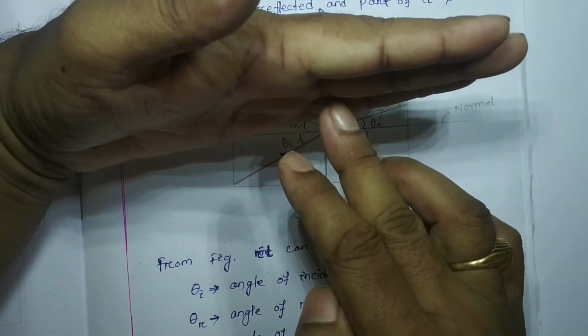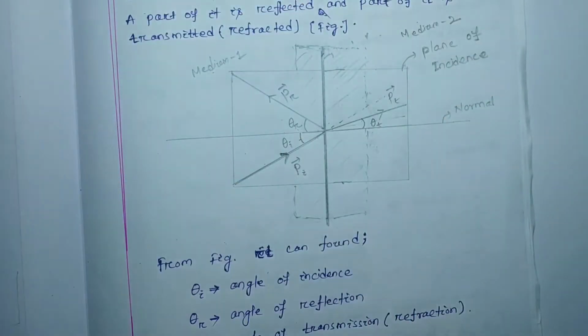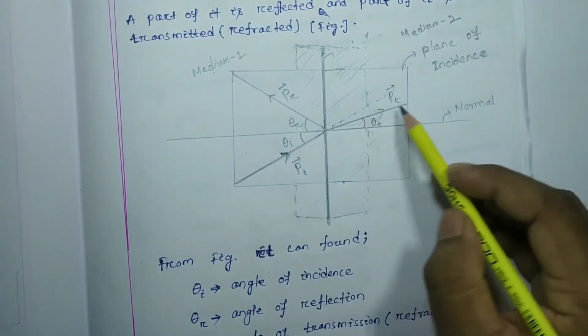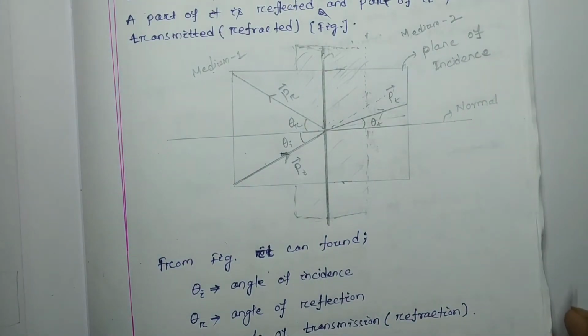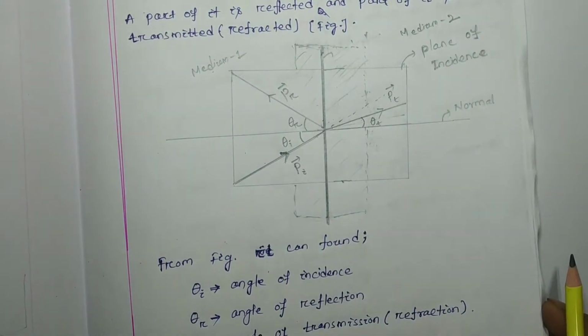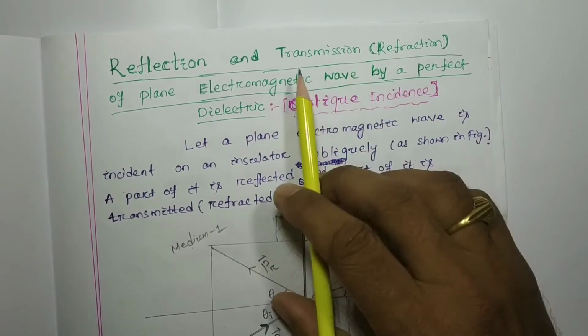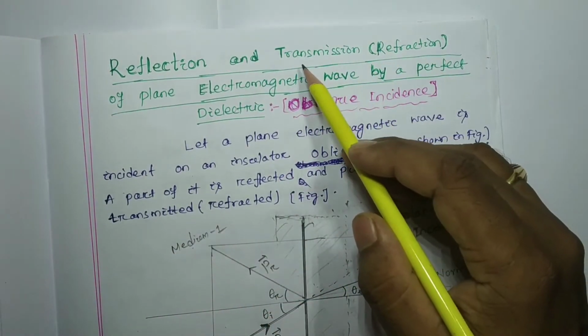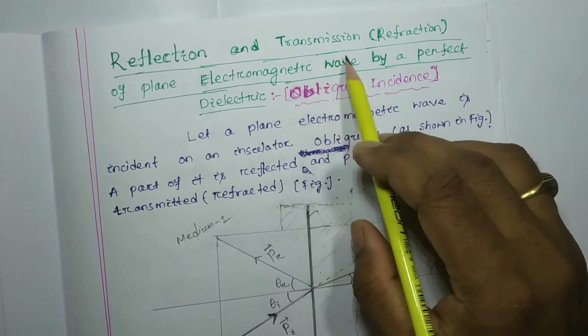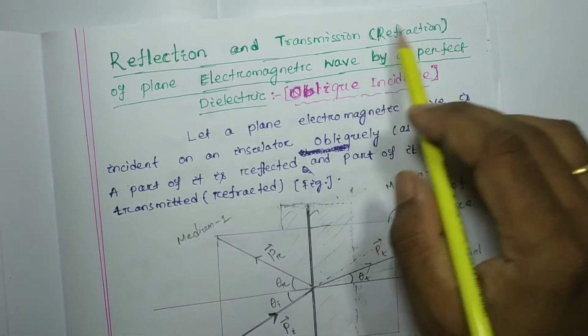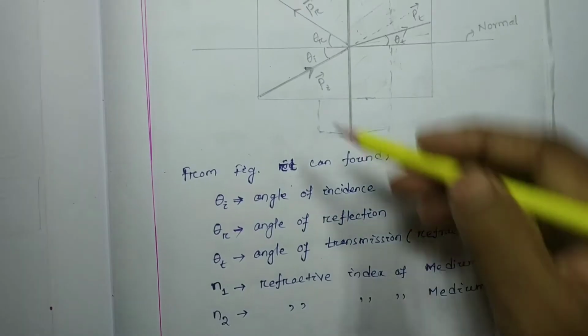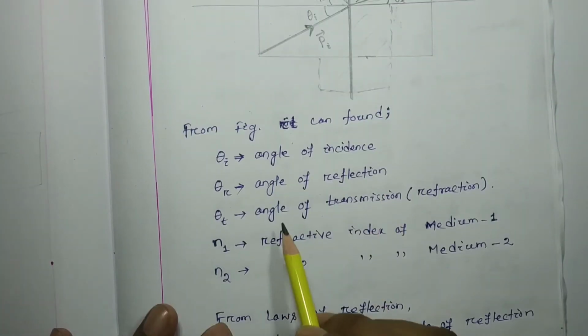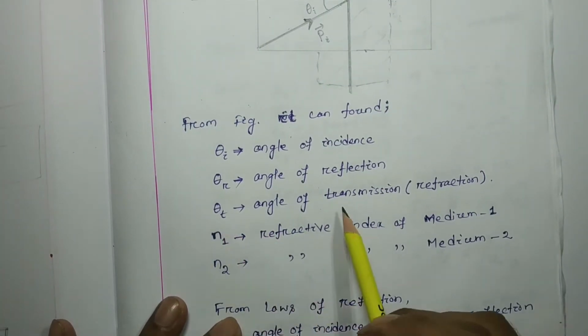This way is incidence, this way is reflected, and part of it is transmitted, or we can say refracted. Some books write refraction, somewhere it is written transmission. So you write the heading as transmission and, in brackets, refraction, but whenever I derive, I write in the language of theta t, for transmission.